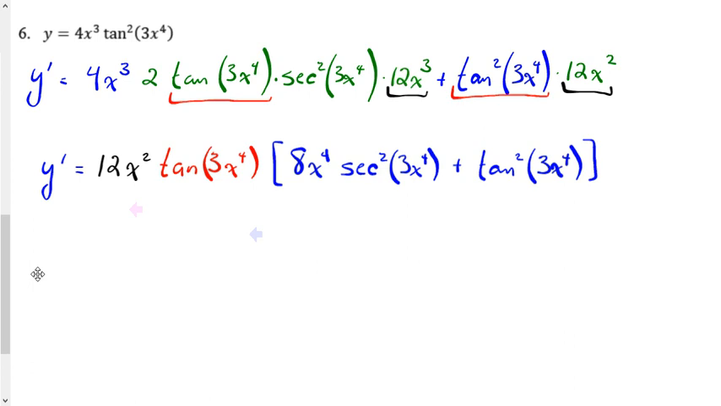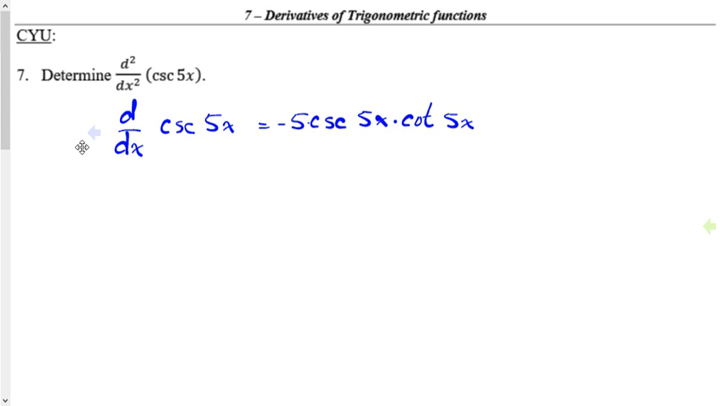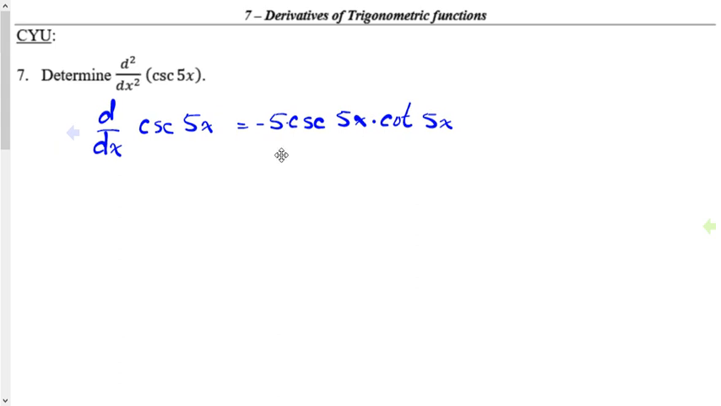On to question number 7. This time we want the second derivative of cosecant 5x. So we'll begin, as we take the first derivative, we have a chain rule. So the derivative of cosecant is the negative cosecant cotangent. The 5x's stay unchanged inside the trig functions, but then we multiply by the derivative of the 5x, and that's where this 5 comes from.